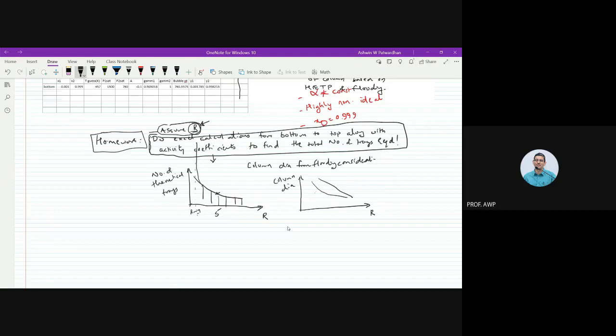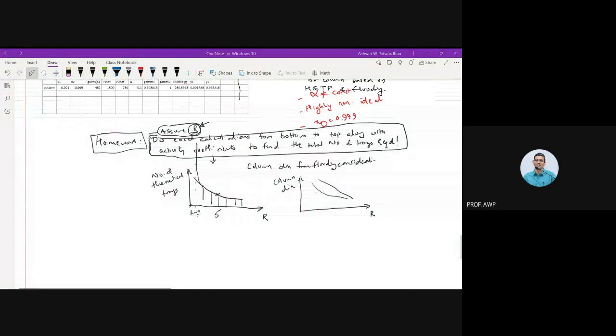Anybody else around in the lecture? Diameter will reduce. Column diameter will reduce if you increase the reflux ratio. Say that. Who's saying that? It will increase, sir. Rahul, you are saying it will increase.